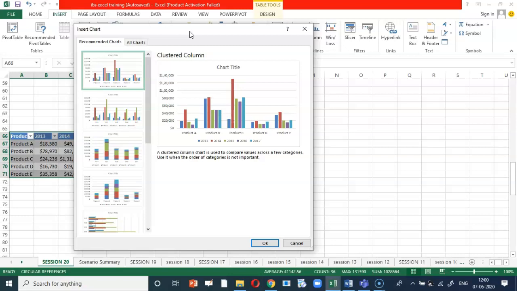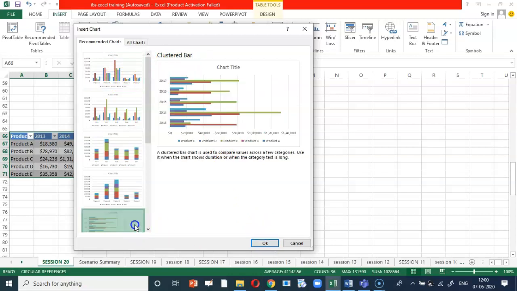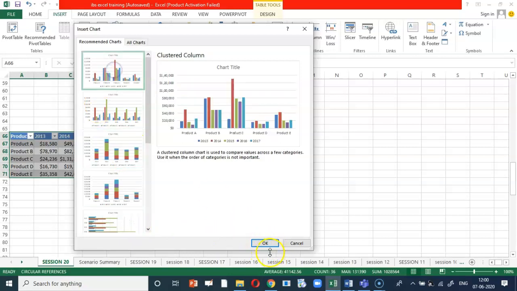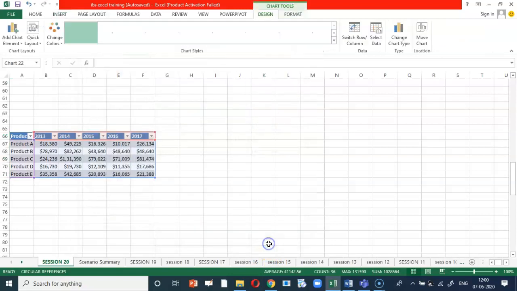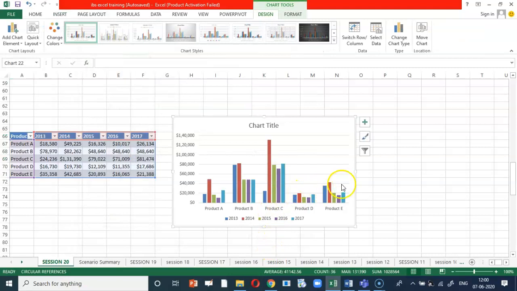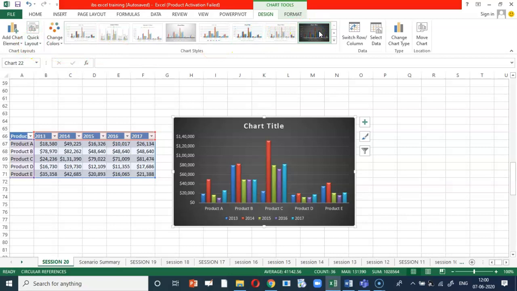So one can see here that my recommendations vary from clustered column type of data, even we can choose the clustered bar. So if I click upon clustered column, we can see that my chart looks like this, and among that you can choose even the selection of the view. So plot area can be darkened.